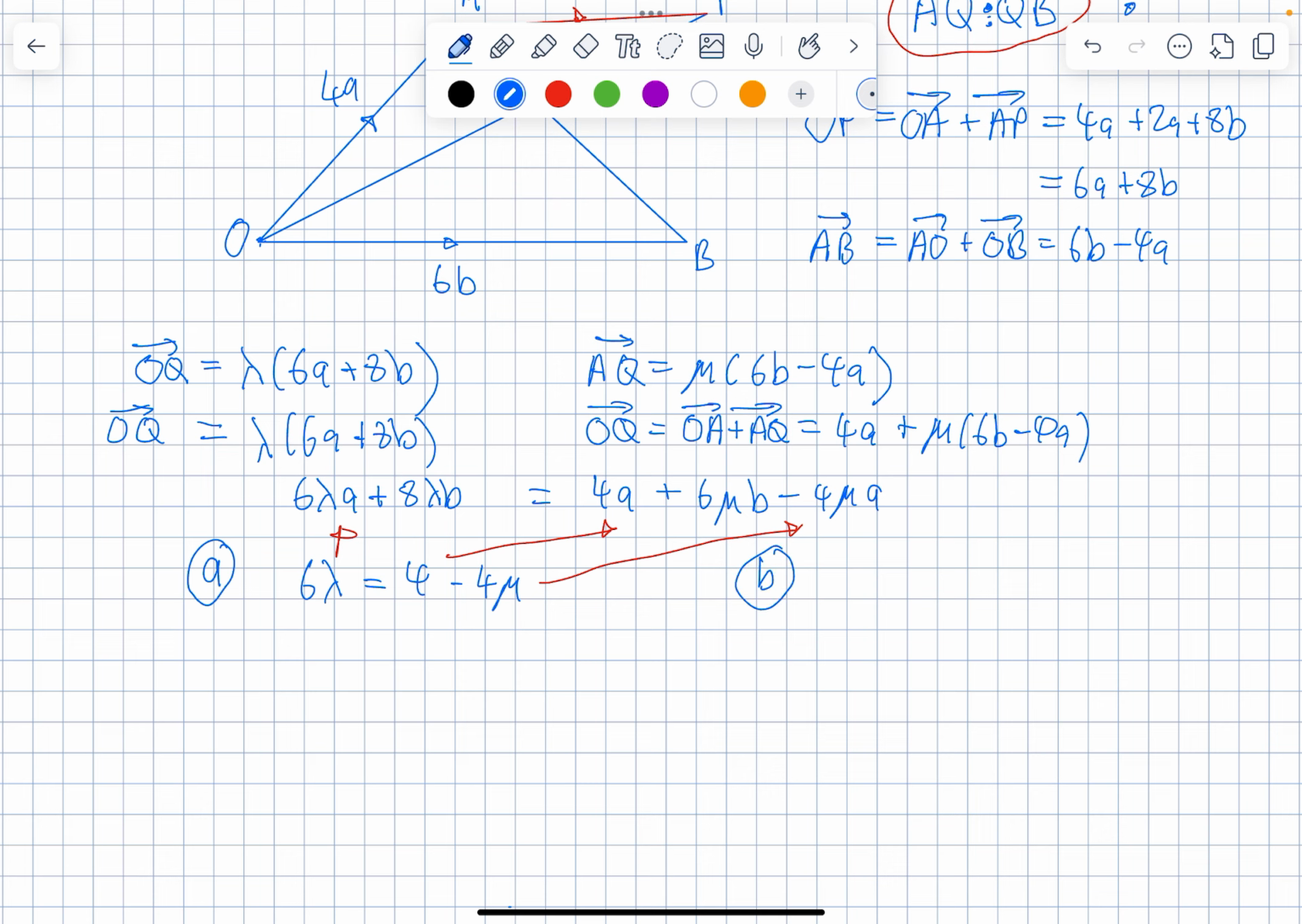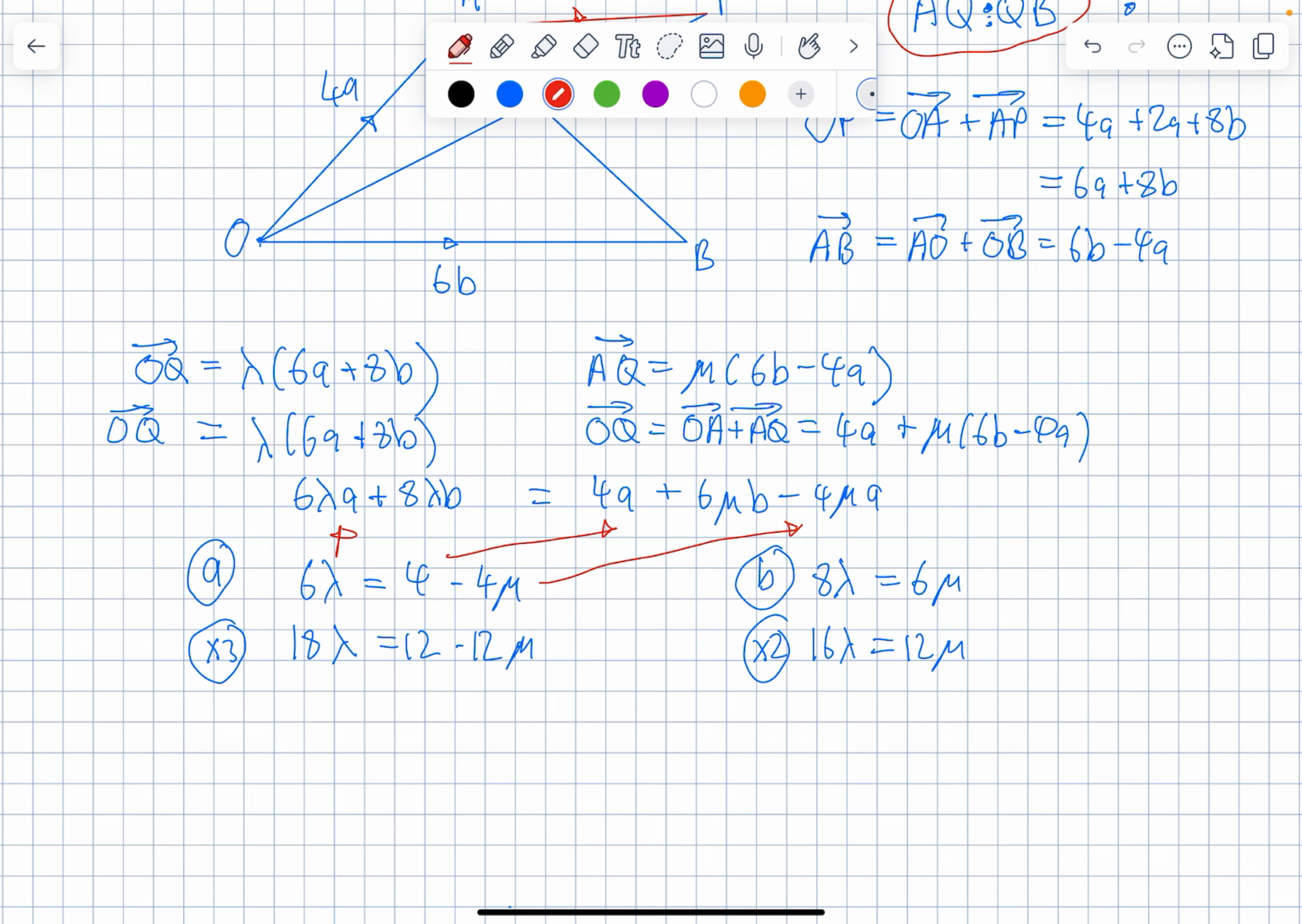Now, for my B's. On the left-hand side, I've got 8 lambda, and that's equal on the right side to 6 mu. Right. Okay, now I've got to make a simultaneous equation. I want to get rid of one. So I'm going to multiply this side by 3. I get 18 lambda equal to 12 minus 12 mu. I multiply this side by 2, and I get 16 lambda equals 12 mu.